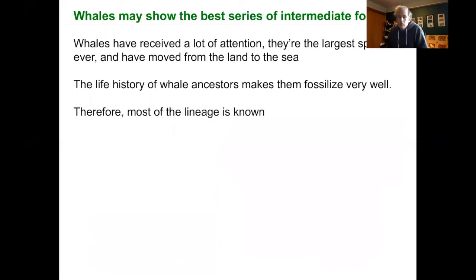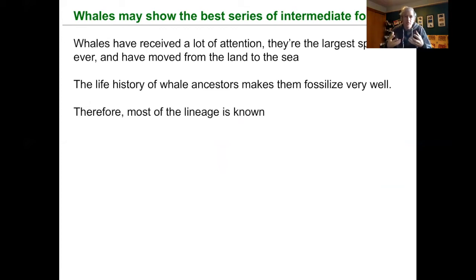Now, in that case, Archaeopteryx and Tiktaalik each represent one species as an intermediate form between many. But every species is technically an intermediate form between the ones that preceded it and the ones that came after. And whales may show the best series of intermediate and transitional forms. And whales are a great species study for a couple of reasons.